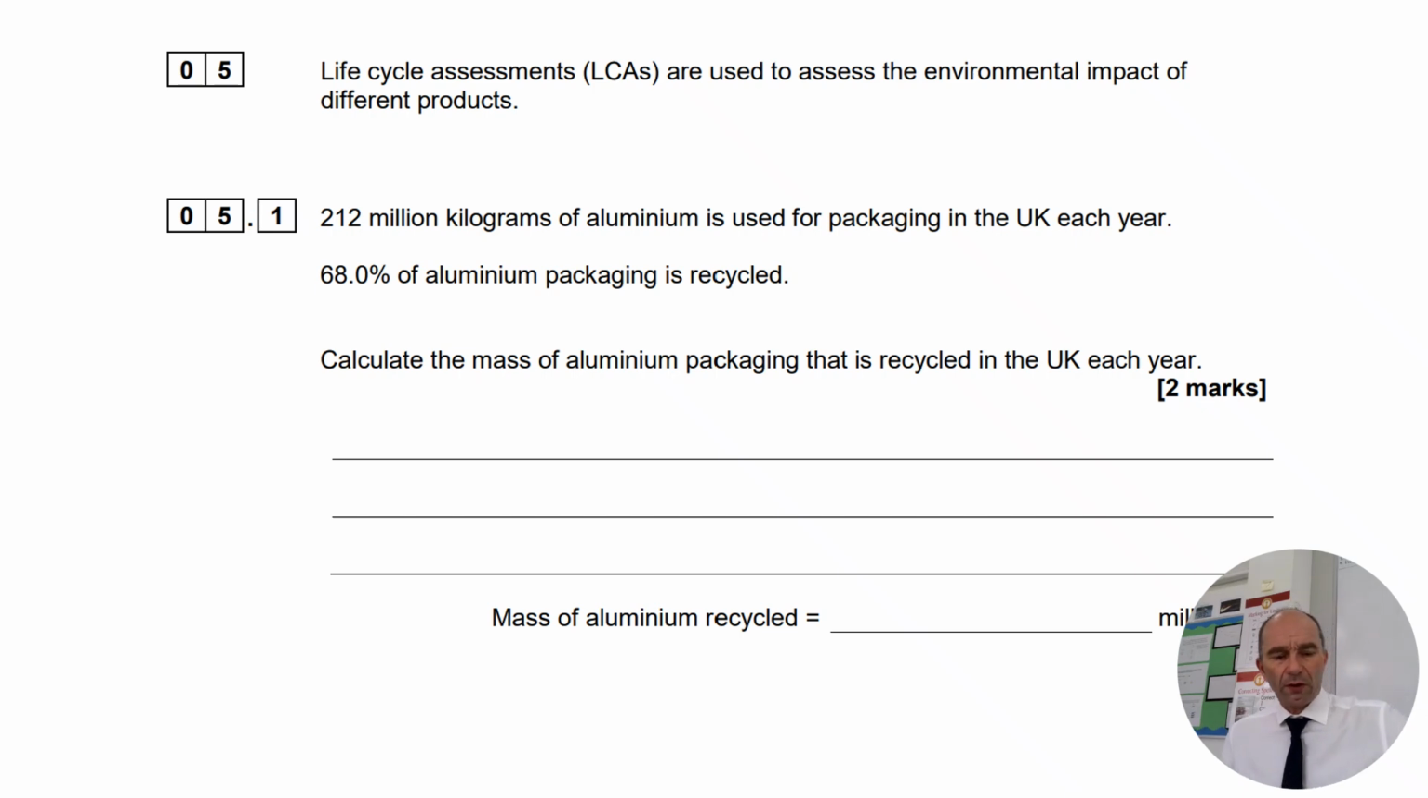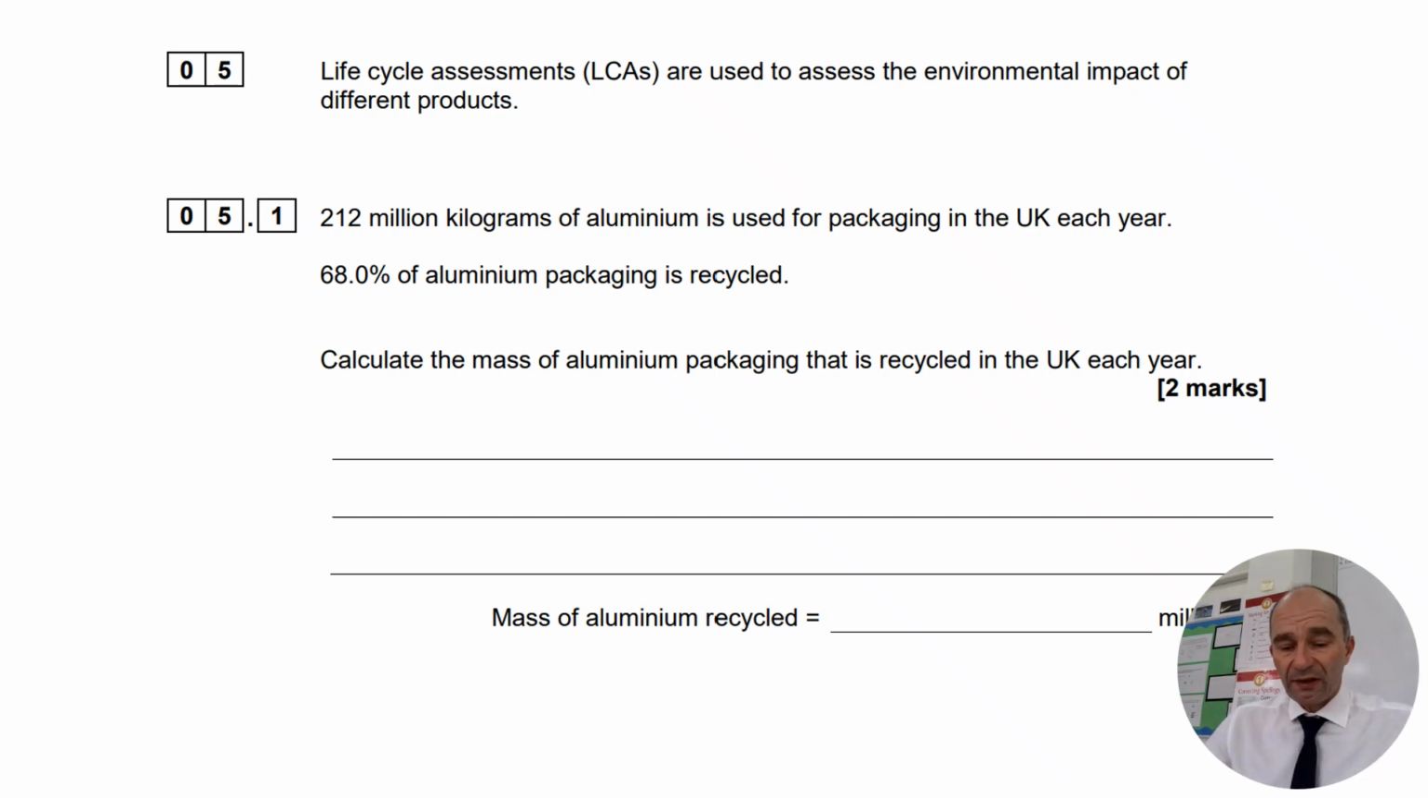Now we're on to question 5 now. This is all to do with life cycle assessments and recycling and so on. So we've got just a reminder that life cycle assessments are used to assess the environmental impact of different products. Question 5.1, again, it's another maths question. So 212 million kilograms of aluminium is used for packaging in the UK each year. 68% of aluminium packaging is recycled. Calculate the mass of aluminium that is recycled in the UK every year.